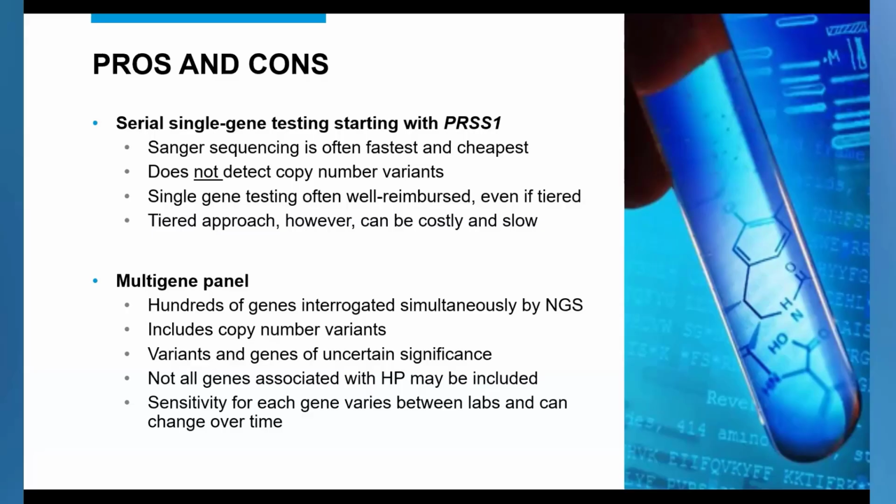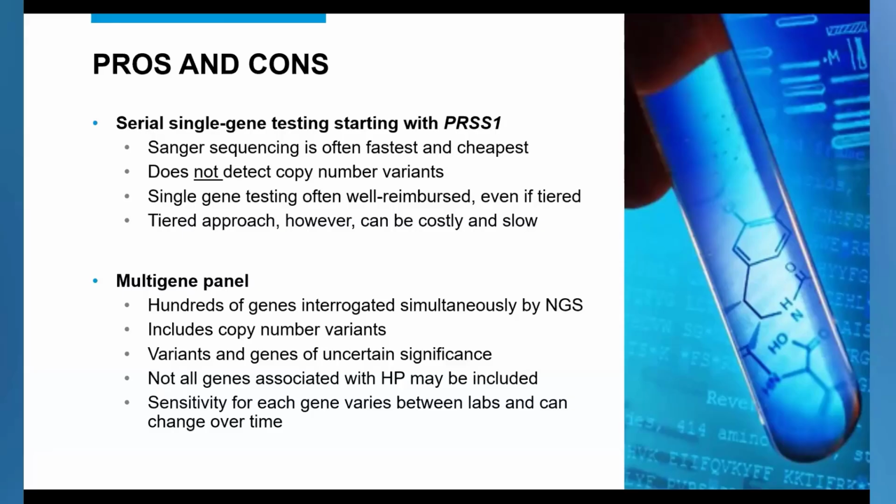We do know from experience, though, that single gene testing is often well reimbursed by insurance. Even if you take a tiered approach, sometimes insurance requires you to take a tiered approach before they cover any other genes. They want you to start with PRSS1, and if that's negative or equivocal, then they'll cover the rest of the genes that you're interested in. However, if we take a tiered approach, of course, that can slow down the time or delay the time to diagnosis, if you will. And it can actually end up being more costly, right, with the more genes that you have to test in succession of one another.